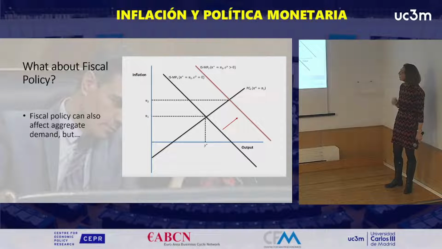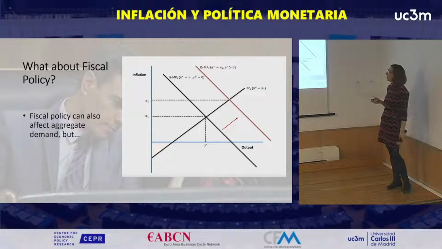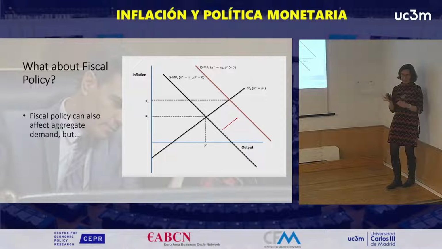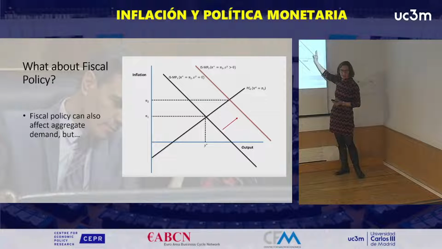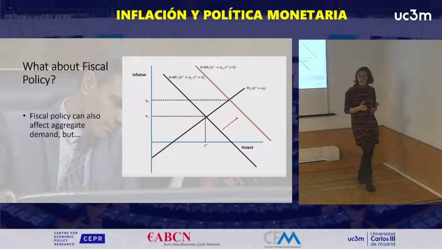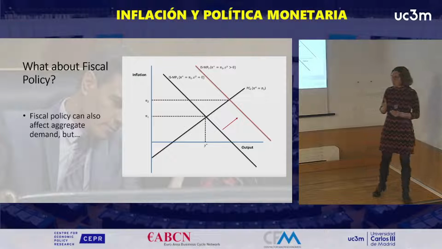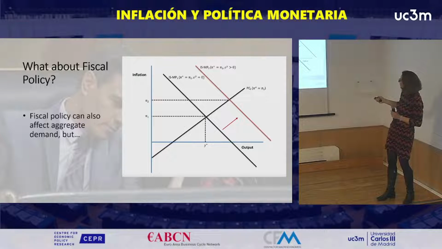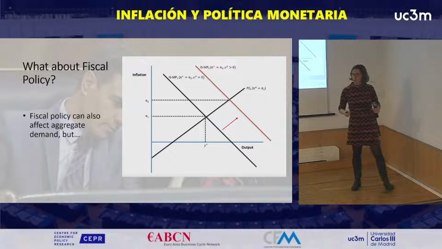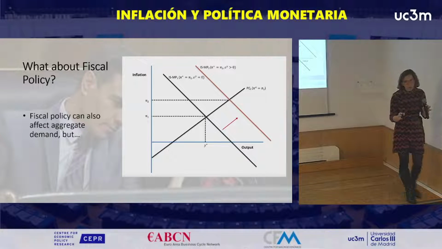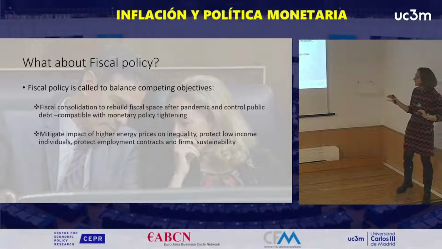All right. What about fiscal policy? Fiscal policy, of course, can affect aggregate demand, okay? So fiscal policy can actually move the other curve, the aggregate demand curve. So it can move it up or down. So I can either increase inflation by expanding demand with expansionary fiscal policy, or I can contract demand by cutting the budgets. Now, the problem is that fiscal policy has to strike a balance here, okay?